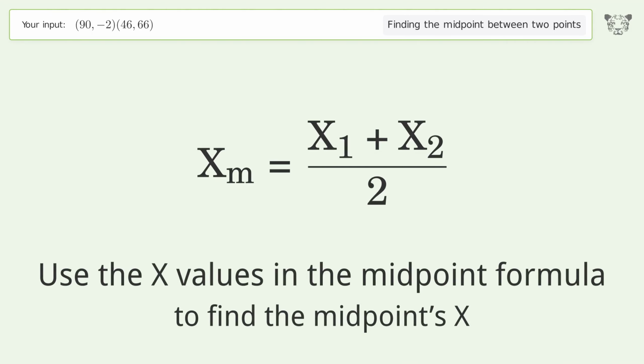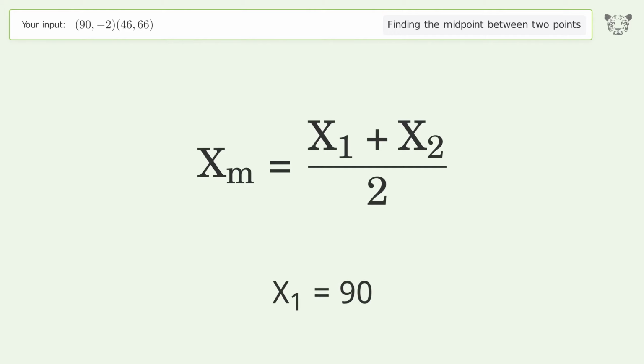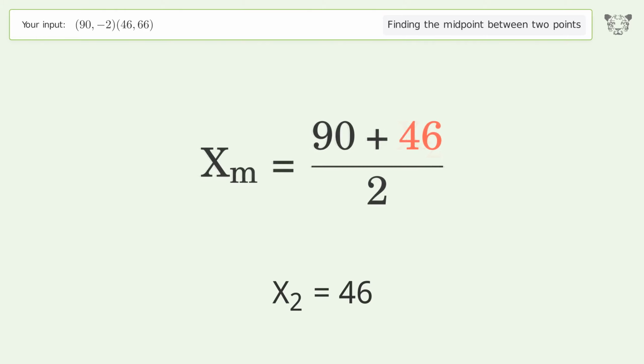Use the x values in the midpoint formula to find the midpoint's x. x1 equals 90. x2 equals 46. Simplify the arithmetic.